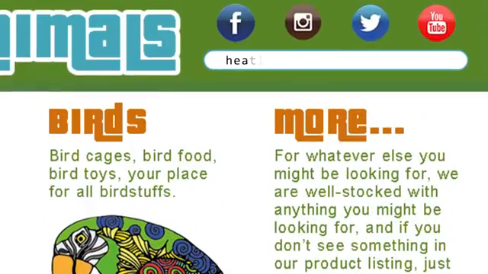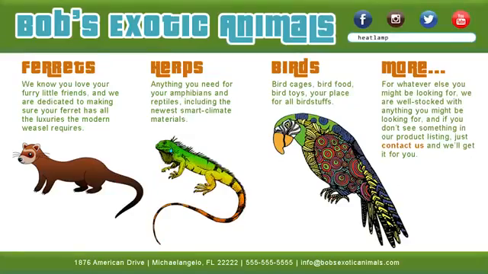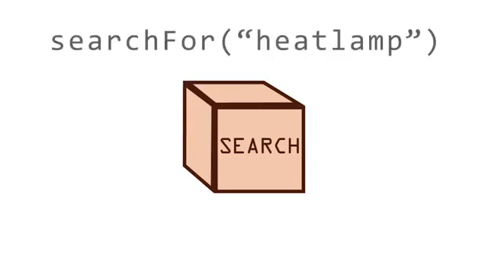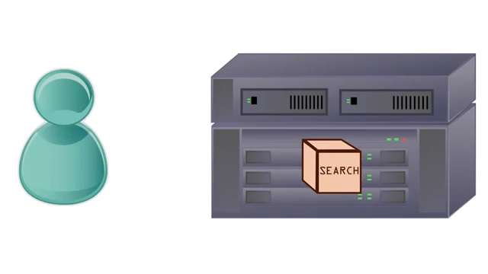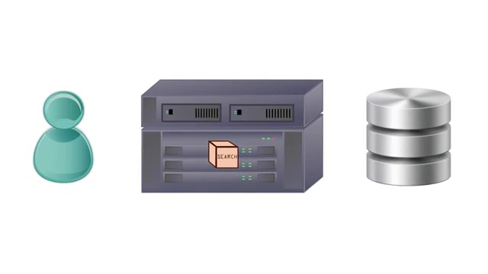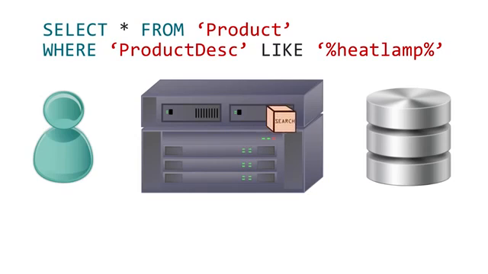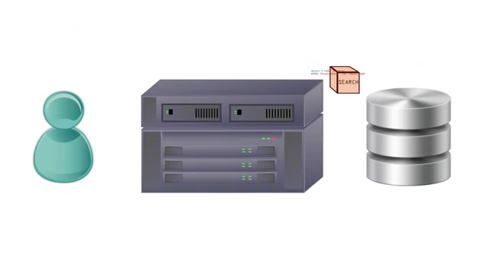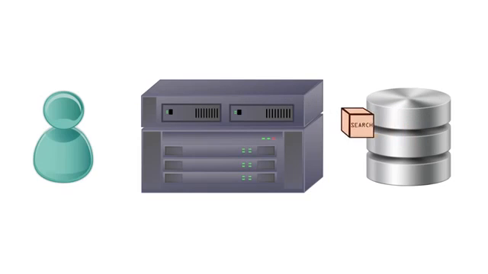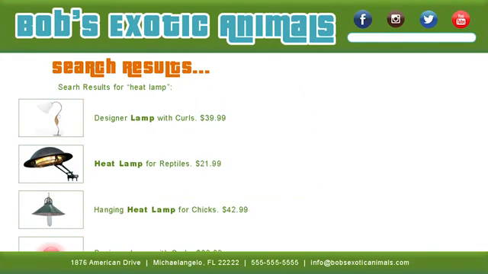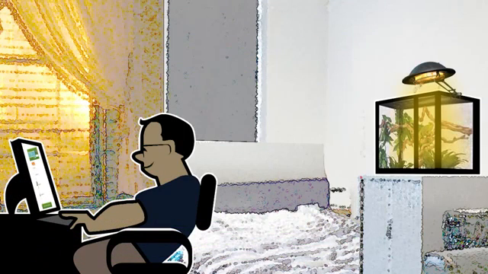You enter the term heat lamp into the search box on Bob's Exotic Animals website. Your search request passes from your computer to the web server. But Bob's inventory isn't on the server, it's in his database. So the web server passes your search term to Bob's database in a query. His database compiles a list of all matching product records and passes it back to the web server, which organizes and formats those records before sending them back to you and displaying them on your computer screen. There's the heat lamp Padfoot needs.